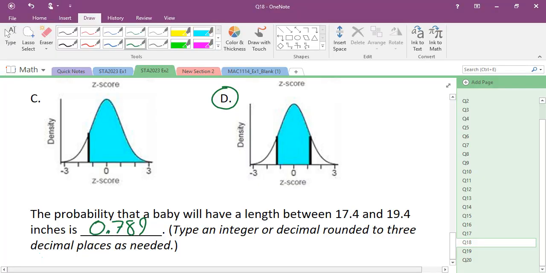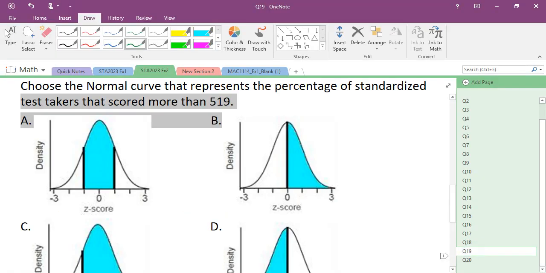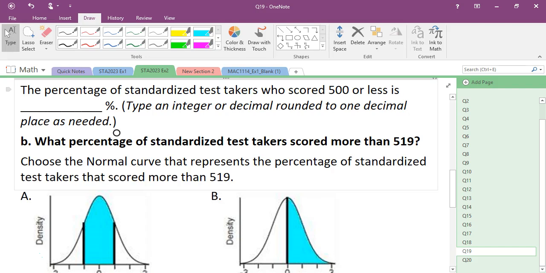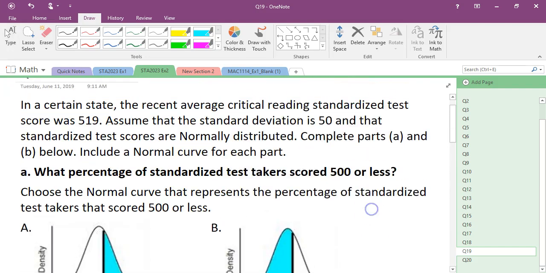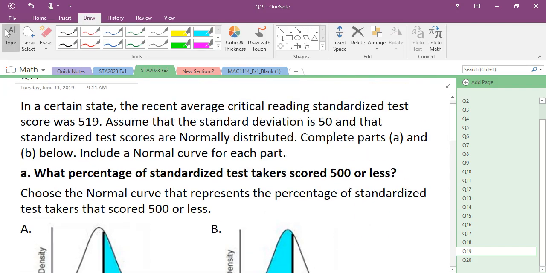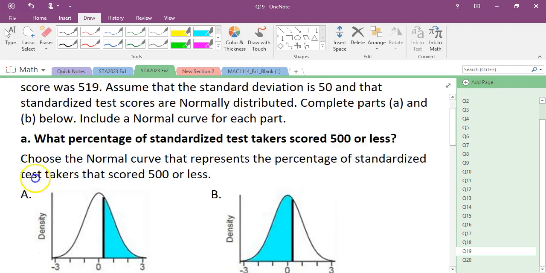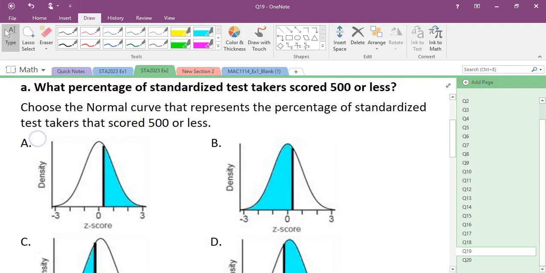All right, almost done. So what we have here, it says in a certain state, the recent critical reading standardized test score was 519. Assume that the standard deviation is 50 and the standardized test scores are normally distributed. Complete parts A through B. Okay, what percentage of the standardized test scores scored less than 500?